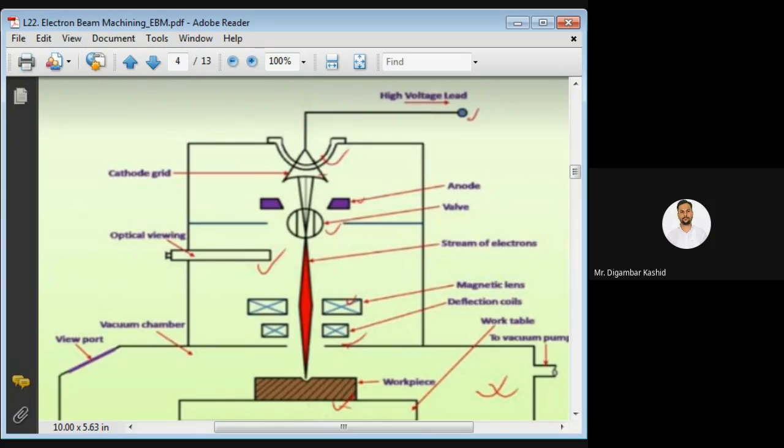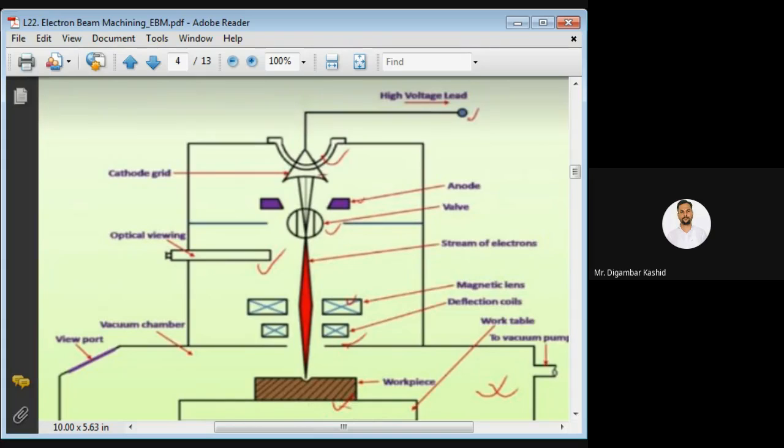So workpiece material can be conductive. Please remember this point again, I am repeating here, workpiece material can be conductive as well as non-conductive. Any kind of workpiece can be machined irrespective of their hardness, that is the mechanical and the metallurgical property. Okay. So that kind of workpiece material can be machined by this process.